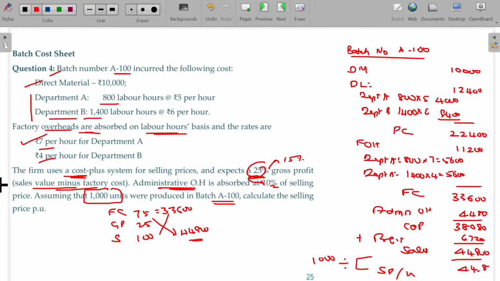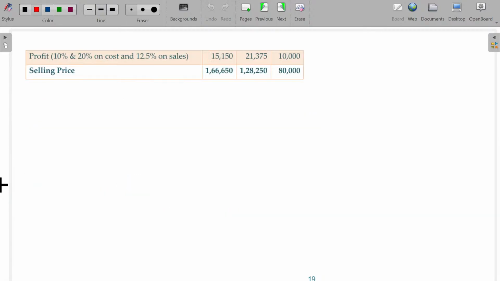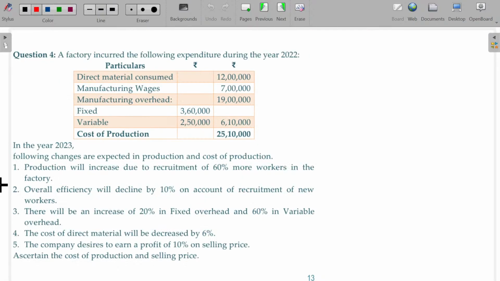Now let's move on to the job cost. Online students, come on, respond to me. Yes, come on, join with me to solve this illustration.